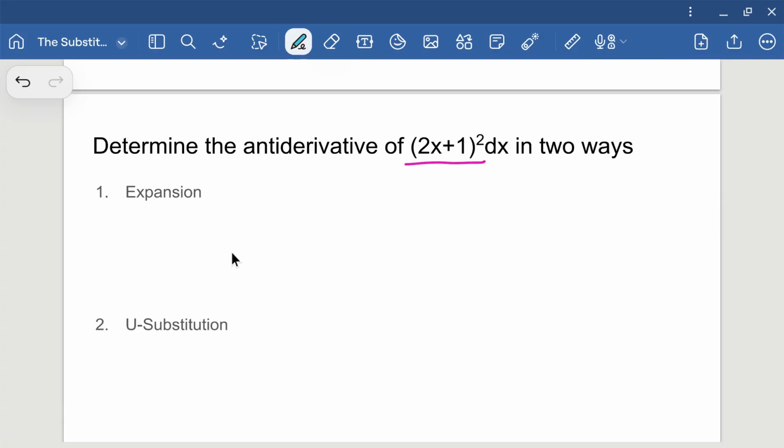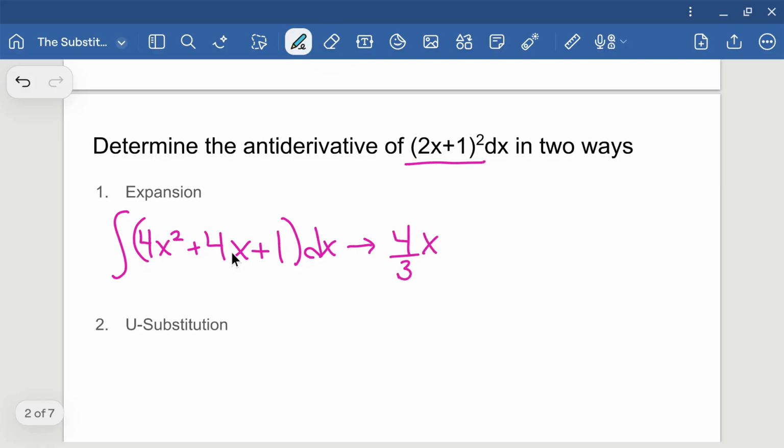So if we expanded our binomial out because we're multiplying it by itself, and we took the antiderivative, we would be taking the antiderivative of 4x squared plus 4x plus 1. And then if we wanted to now actually take that antiderivative, we can now apply the rule to go the other way, and we would end up with 4 over 3 x cubed plus 2x squared plus x, and then we're also adding in c.